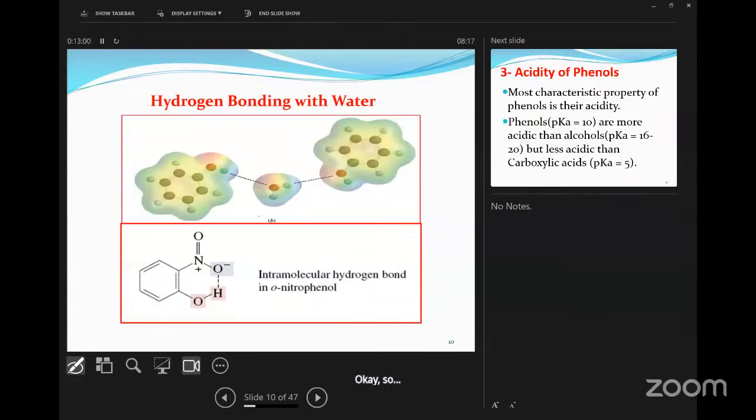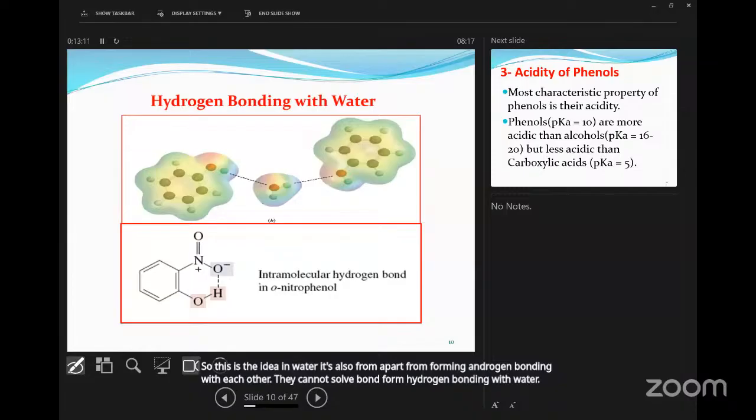This is the hydrogen in water. Apart from forming hydrogen bonding with each other, phenols can also form hydrogen bonding with water. This is a water molecule in the middle here, and it can bond with this phenol and this other phenol here. So they can bond together to form hydrogen bonding.